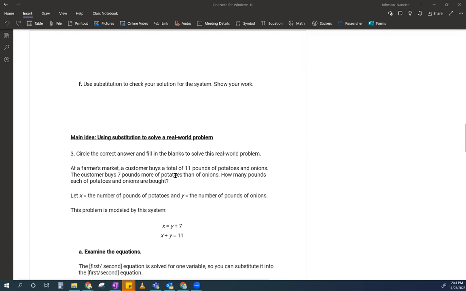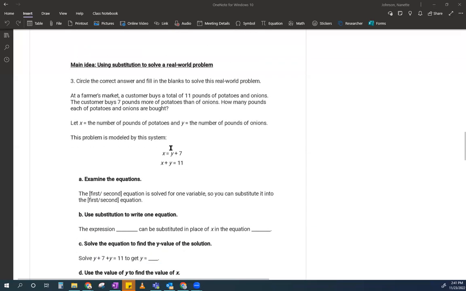So at the farmer's market, a customer buys a total of 11 pounds of potatoes and onions. The customer buys 7 pounds more potatoes than onions. How many pounds each of potatoes and onions are bought? Let x be the number of pounds of potatoes and y be the number of pounds of onions. Here's the system. Oh, they even wrote a system for you. You don't even have to do anything. So examine the equations. They want you to look at these equations. Okay. So which one's already set up for you? Which variable is already set up for you?